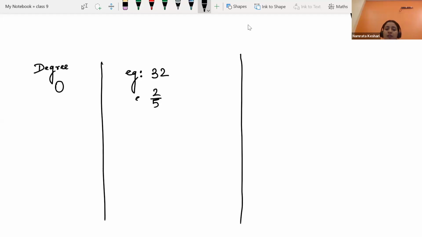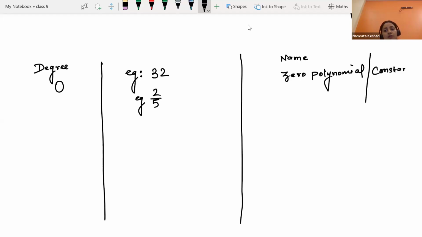Here you cannot see any variable, degree is 0. From now onward, we will call this type of polynomial a zero polynomial, or we will call it a constant polynomial, because it's just a constant number. Got it? Yes, ma'am.